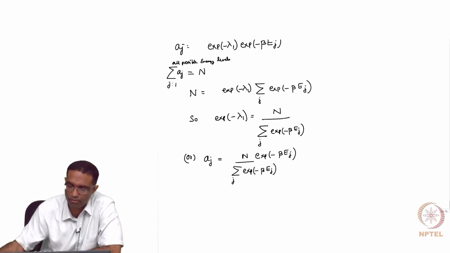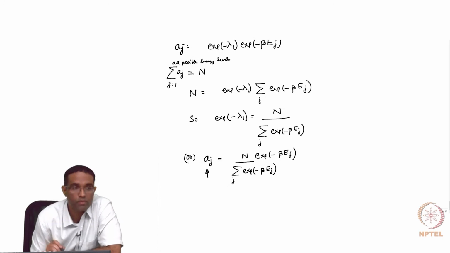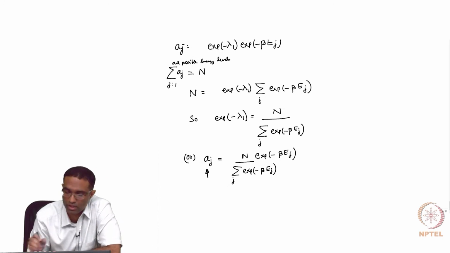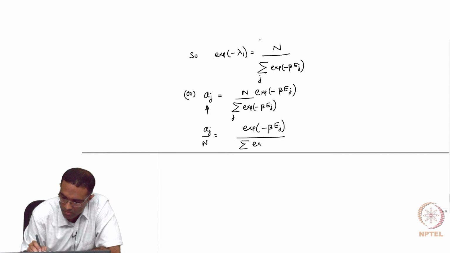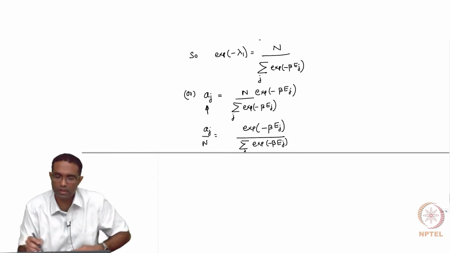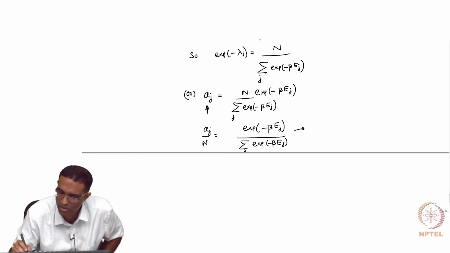So that means this is the number of ensembles with energy level Ej. The probability that it is at that energy level is nothing but Aj divided by n, and you get exp minus. This is the probability that the system has energy Ej.